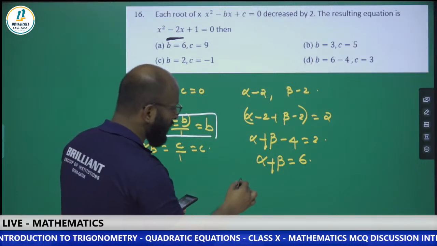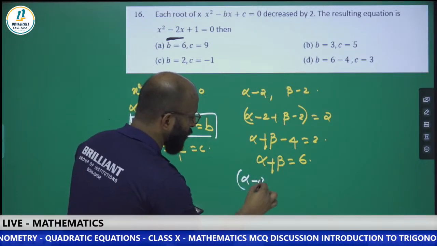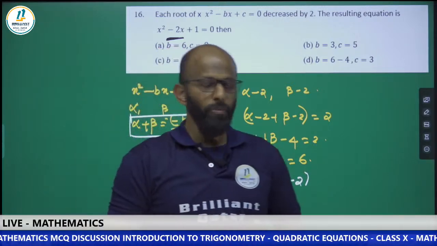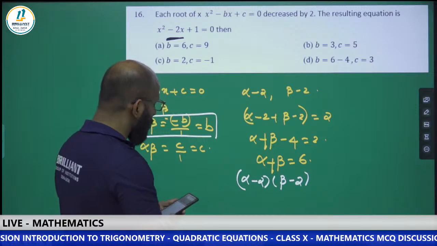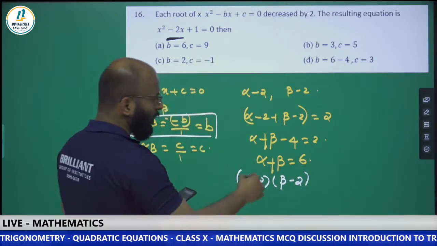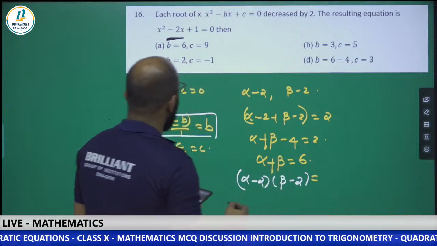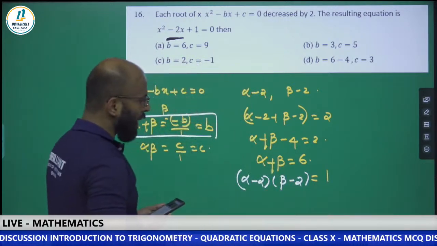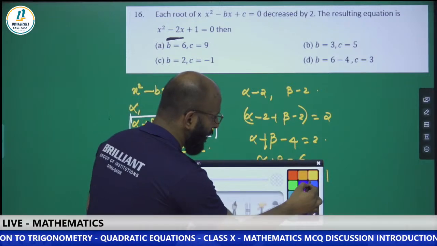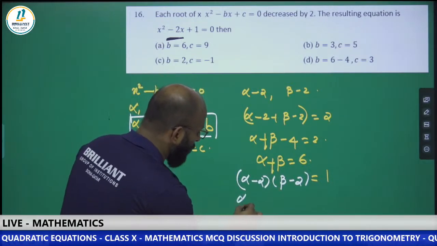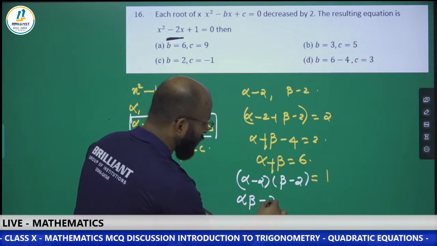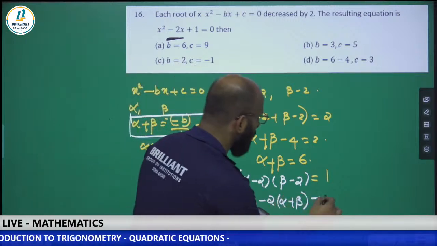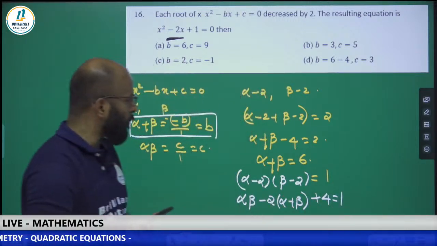Now we'll consider alpha minus 2 into beta minus 2. When you multiply this, the right hand side will be c by a. What is the c value? c is 1 in this equation. Multiplying, we can write alpha beta minus 2 into alpha plus beta plus 4 is equal to 1.